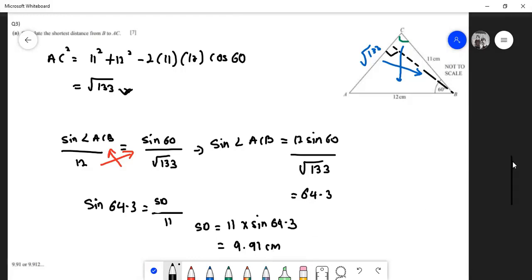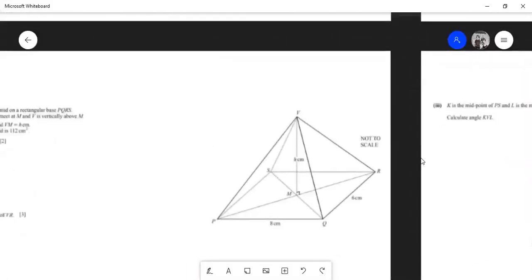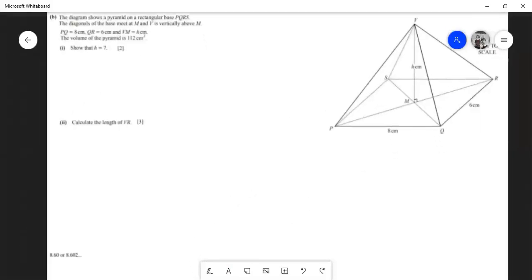So that's how you do this 7-mark question. You can of course watch slowly and understand. These are not the only way you can do it. Try some other way. There is more than one way to solve this kind of question. All right. Now for the next part, they want you to show that h is 7.